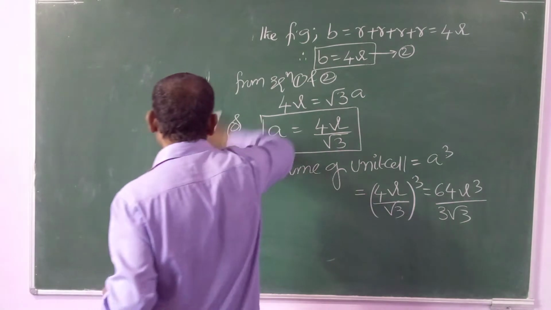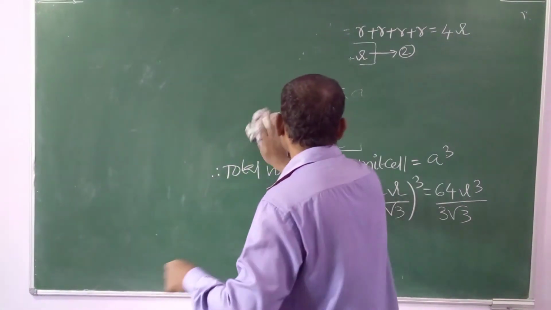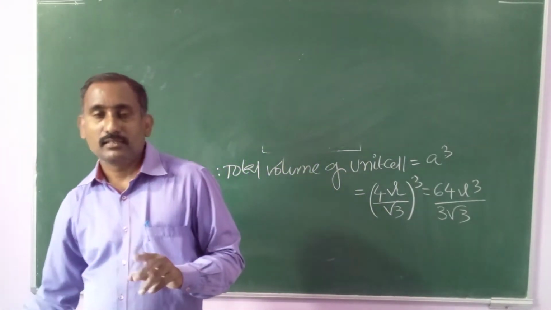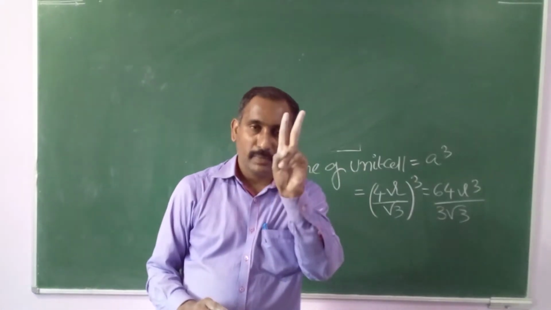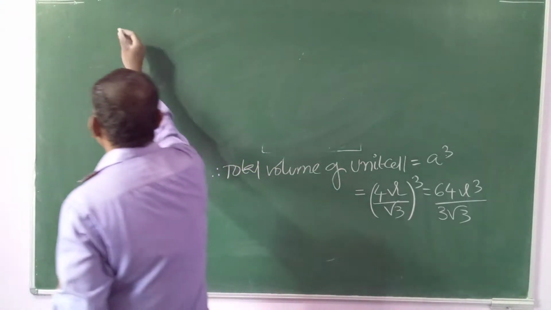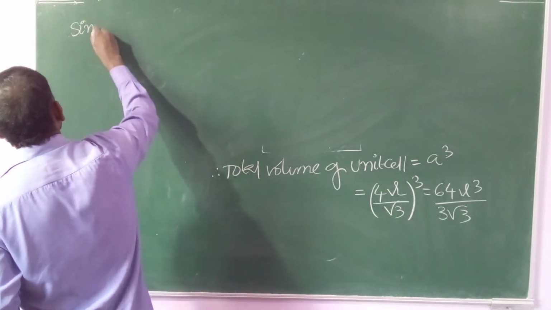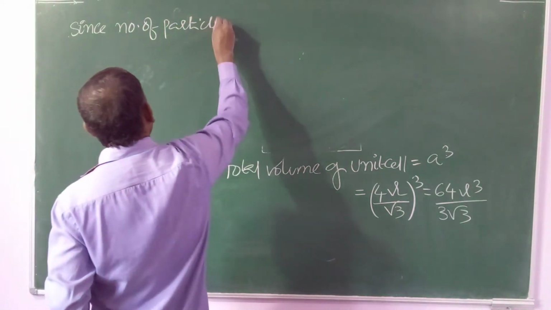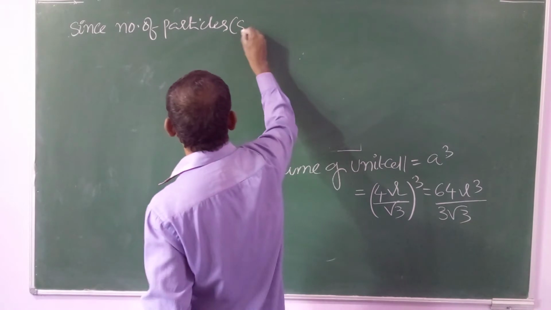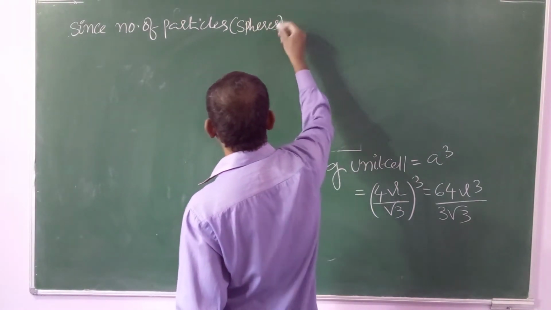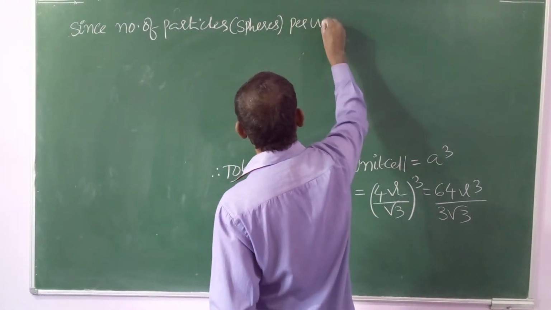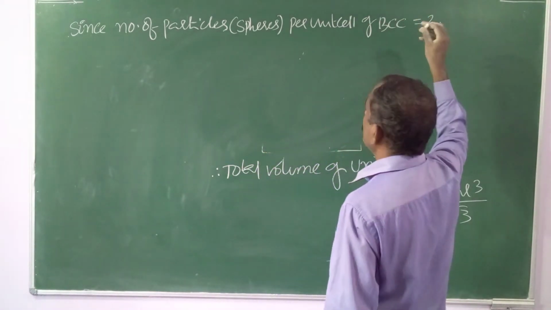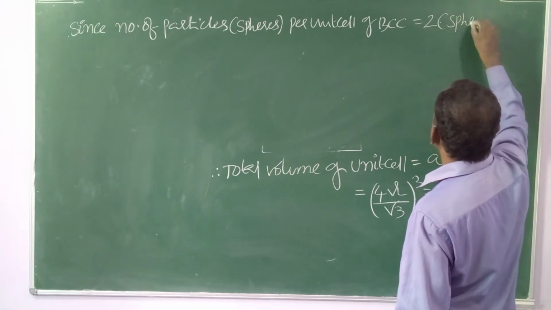Now, in the beginning we practiced: in BCC, how many particles are present per unit cell? 2 particles. So in FCC per unit cell 4, in BCC per unit cell 2. Since particles are nothing but spheres, number of particles per unit cell of BCC equals 2, so 2 particles, 2 spheres.